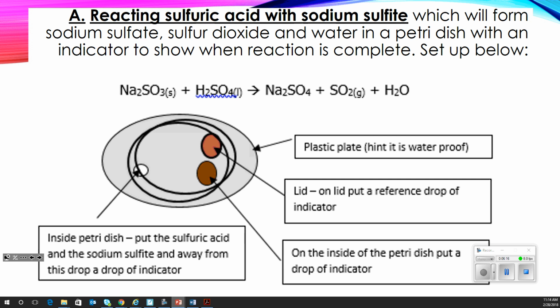You have to put a reference indicator on the lid and inside. That's the first thing you're going to do. The second thing you're going to do is you're going to put the sodium sulfite and sulfuric acid opposite the indicator and on top of each other.